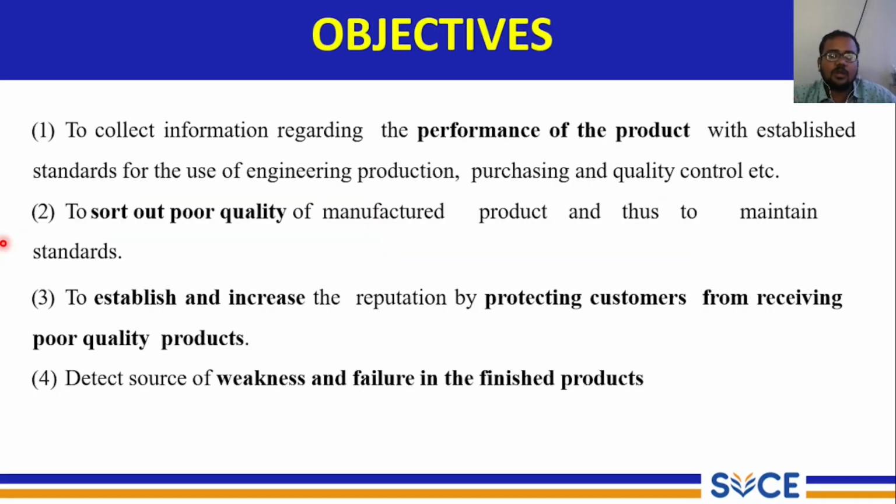What are the objectives of inspection? The main objective is to collect information regarding the performance of the product and to check whether the established standards are used or maintained. It also helps you to sort out poor quality manufactured products, so you can detect any possible source of weakness or any failures in the finished products.